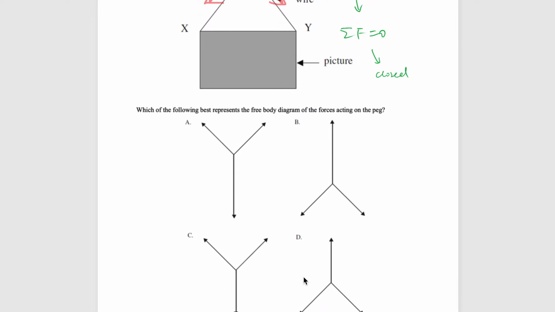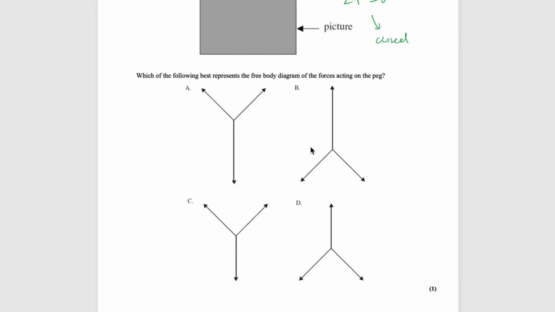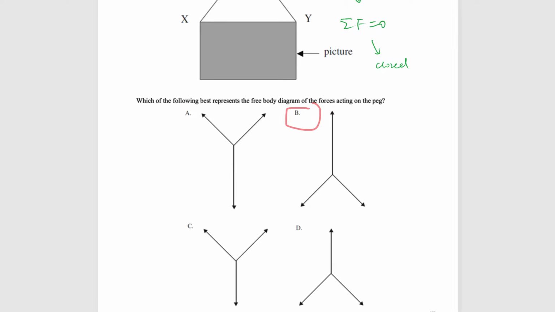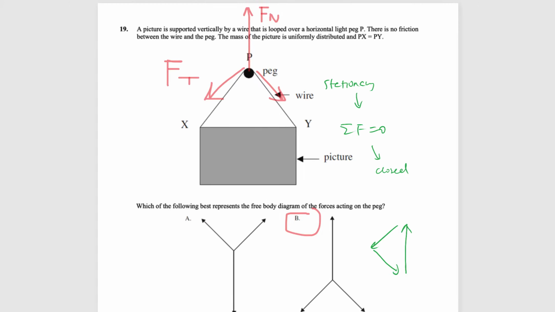So it's either B or D. But from B or D, if you try to add them up, only B will work when you draw in the diagram. You can just print them out and draw it for B. It's 1, 1, and another one goes up. It's perfectly closed. And all the rest are not closed. So that's question 19. Now let's look at question 20.